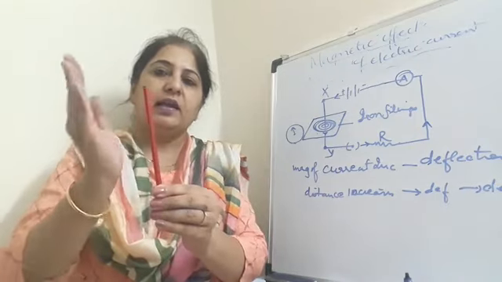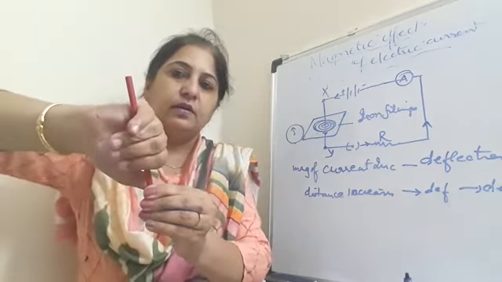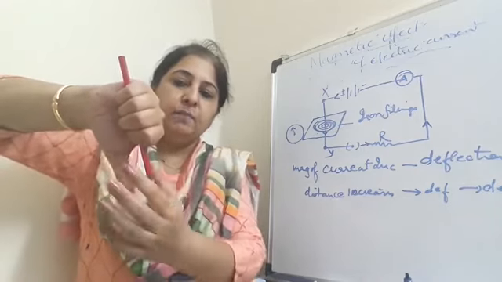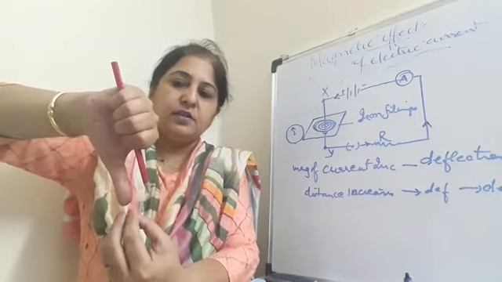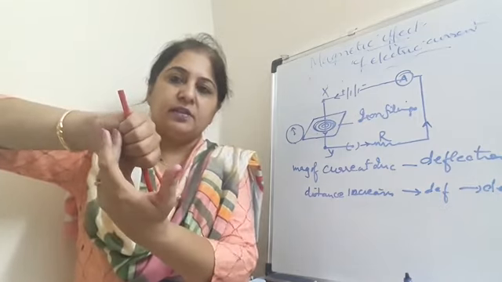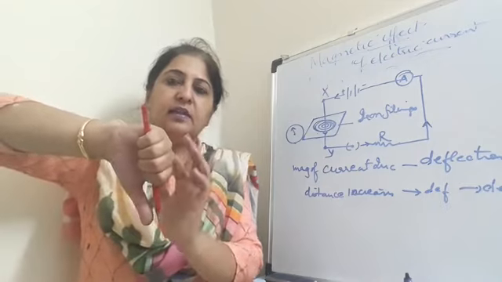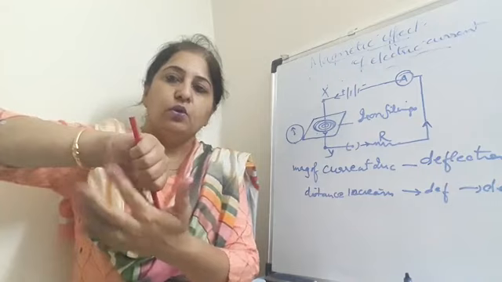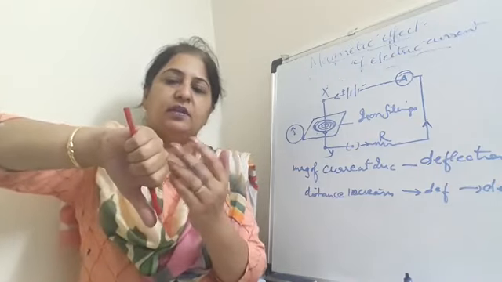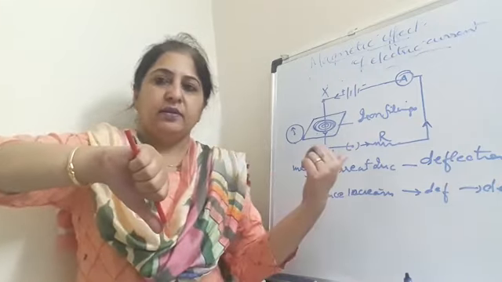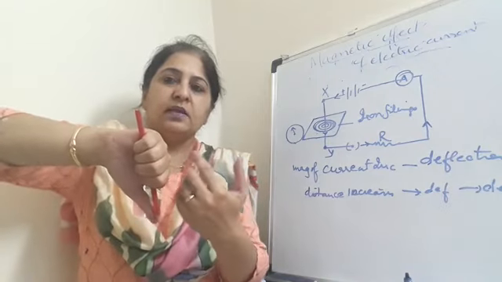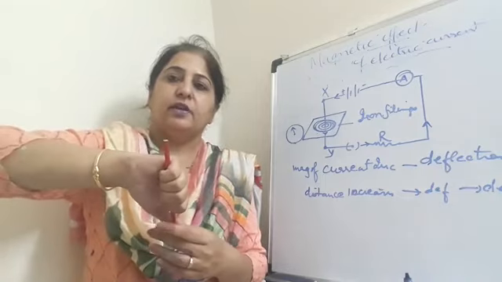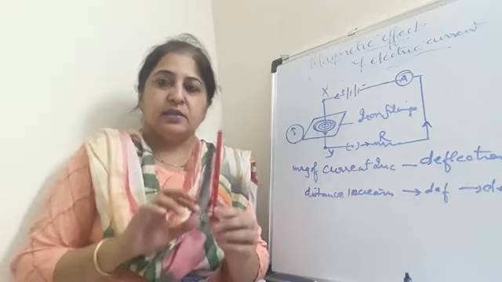And if I do it like this, that means if I change the direction of my holding the pencil or the conductor, this is the direction of the current and this is the direction of the magnetic field. So as you can understand, if the direction of the current changes, the direction of the magnetic field also changes, and we can show the direction with the help of an arrow. When we are showing in the diagram, it can be either clockwise or anti-clockwise depending on the direction of the current. So this is the right hand thumb rule.